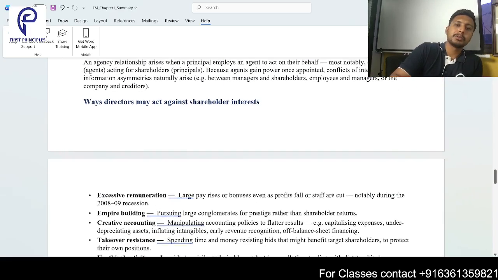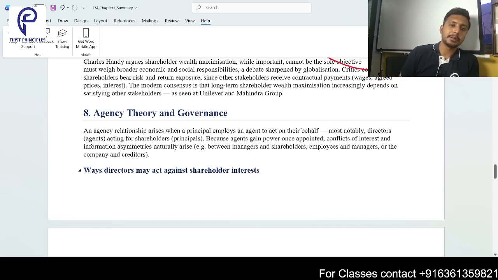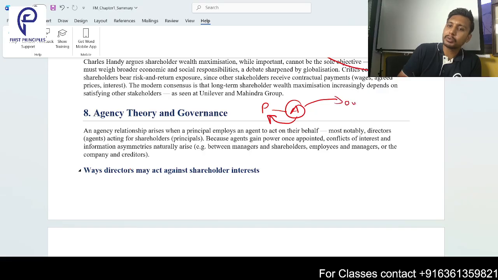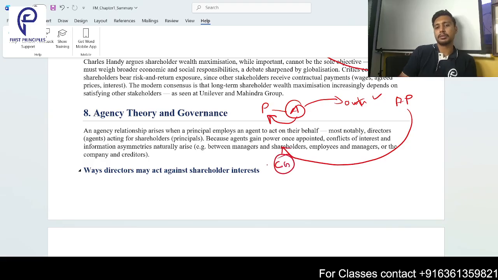Okay. Next, we'll look into agency theory and governance. Agency theory basically means that a principal hires somebody, an agent, to act on behalf of the principal. But a problem happens when the agent starts acting in his own interest, not in the principal's interest. That is called an agency problem. And the solution to the agency problem is the framework called corporate governance. So corporate governance is a solution to the agency problem.